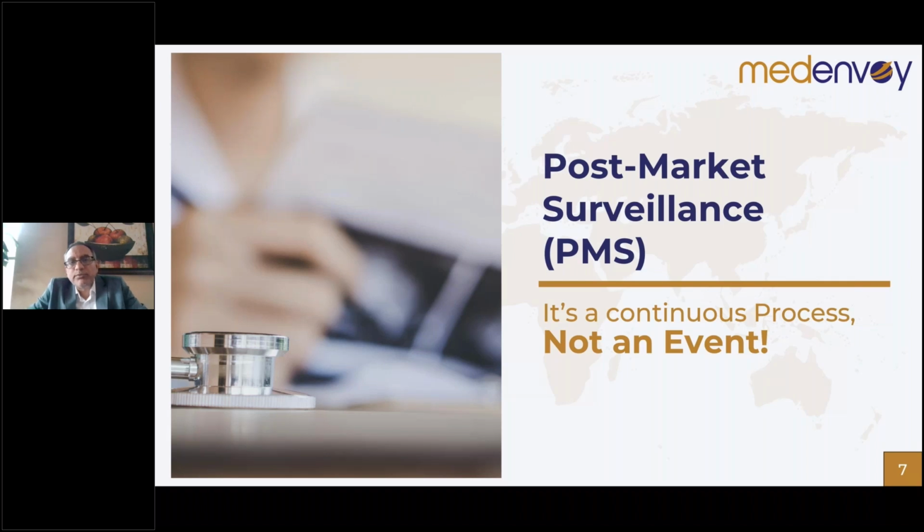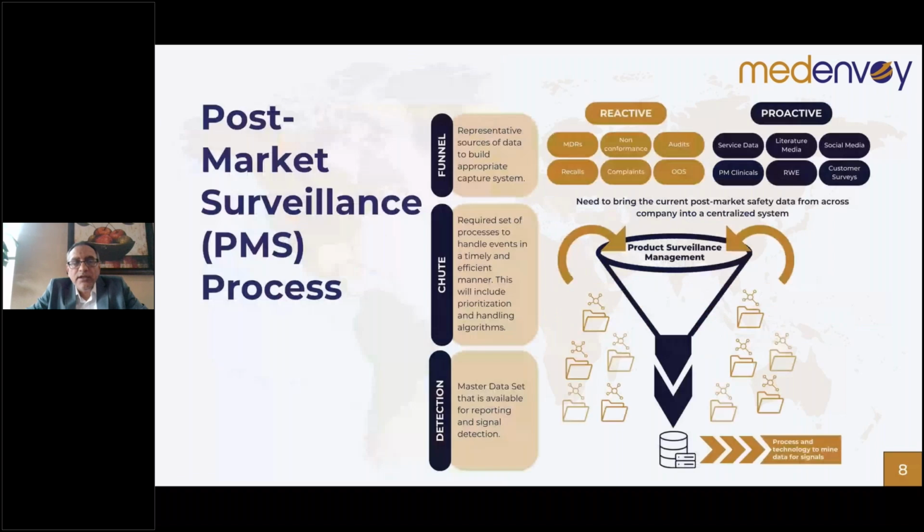When we talk about process, like any other process, a process takes inputs, and then it takes some assessment and analysis, and then produces an output. In terms of post-market surveillance under MDR, your input must have at least two main types of sources: reactive sources and proactive sources. Reactive sources are the ones where things have already happened to your device.